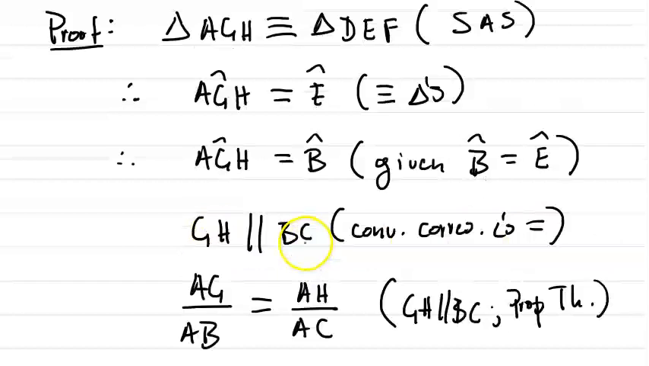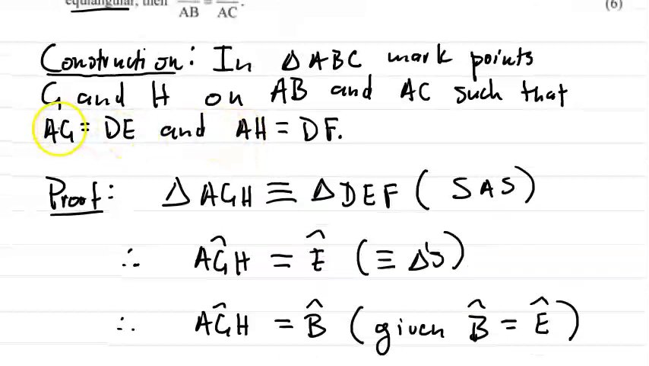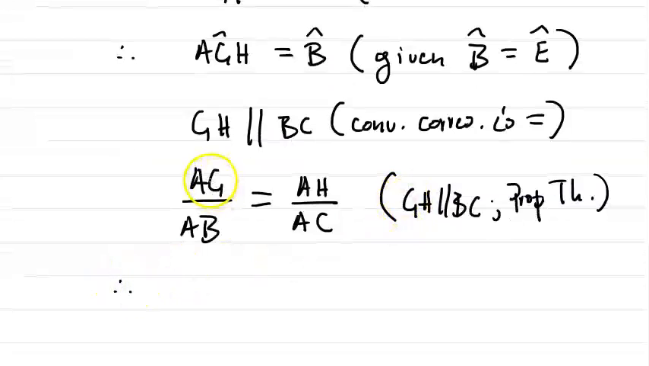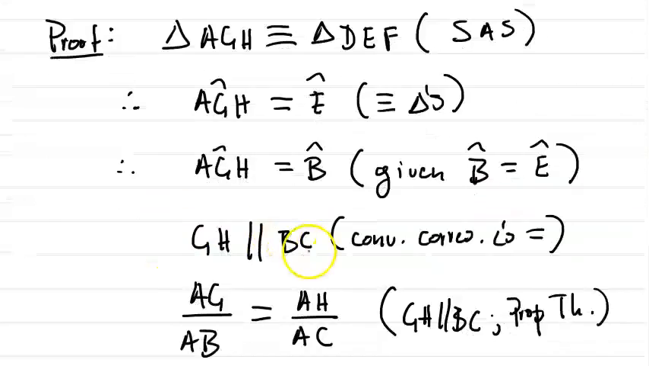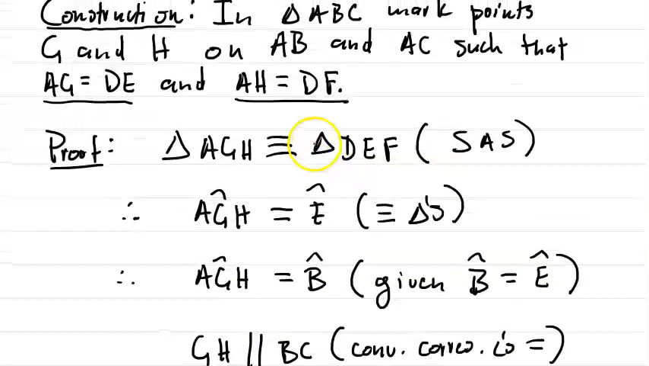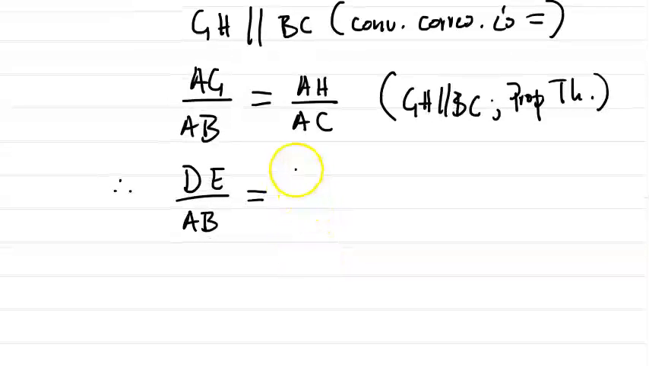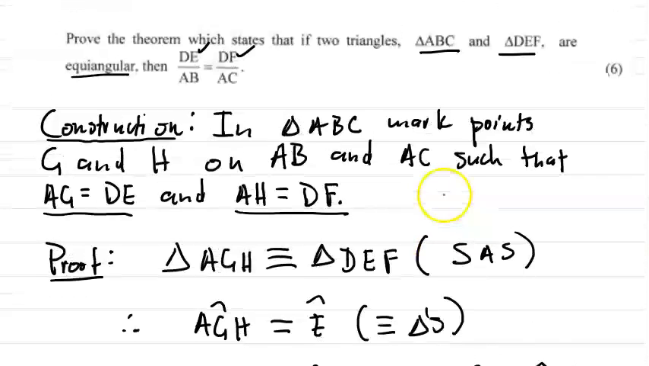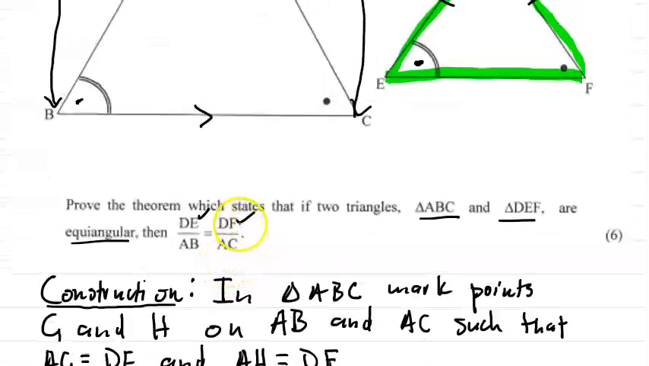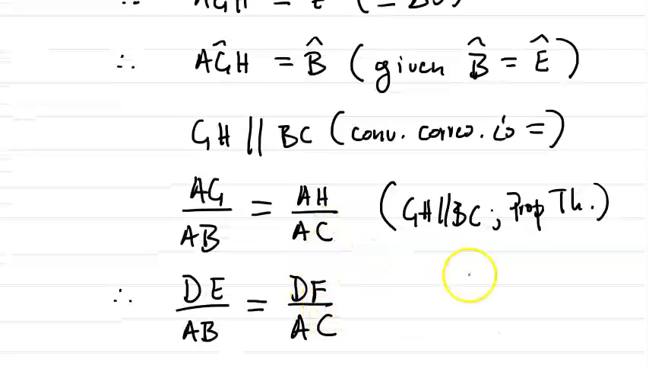But what do we know about AG and AH? Well, there we have it here. AG is equal to DE and AH is equal to DF. So therefore we can now conclude that AG over AB, so remember AG is equal to DE, so we can write DE over AB, and this is our concluding statement now. AH is equal to DF, so we can write DF over AC, and that's our theorem proved. DE over AB equals DF over AC.